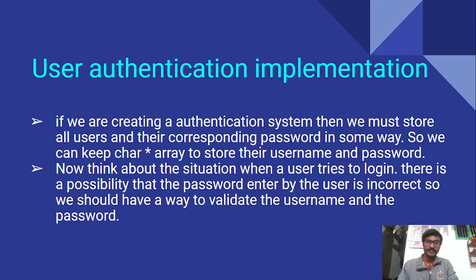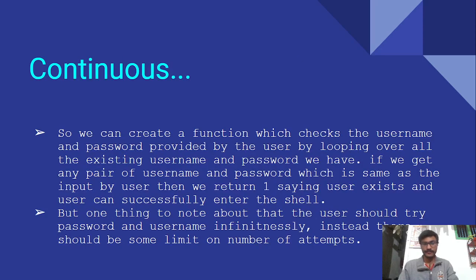User authentication implementation. So if we are creating an authentication system, then we must store all the users and their corresponding passwords in some way. So we can keep a character pointer array to store their username and password. Now think about the situation when a user tries to log in and there is a possibility that the password entered by the user is incorrect. So we should have a way to validate the username and the password.